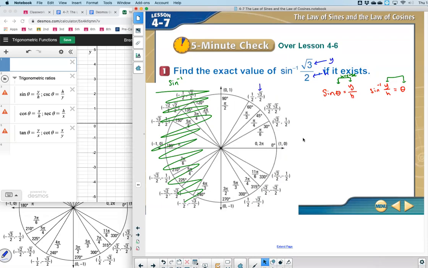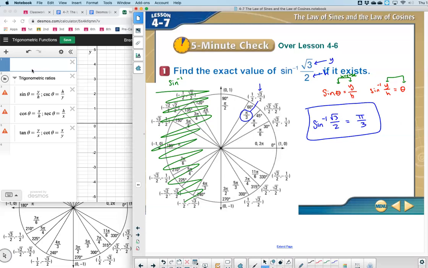Once you find your ratio, it'll give you the answer in terms of an angle. This solution will be pi over 3. So sine inverse of square root 3 divided by 2 will equal pi divided by 3.